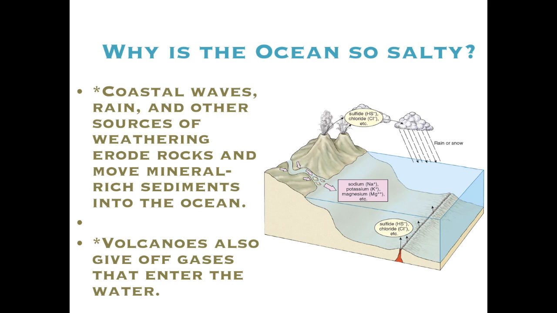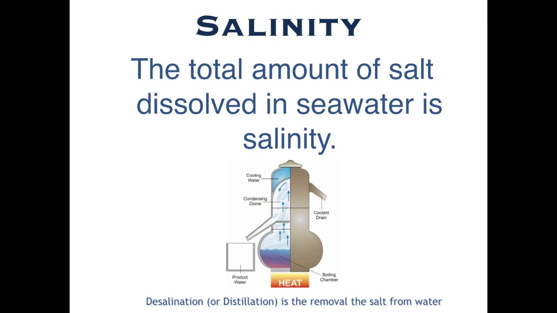Okay, as you can see in the picture, acid rain, volcanoes, the ocean floor, minerals being dropped off from rivers and streams. Now here's a term you need to know. This term is called salinity. This means how much salt is in the water.